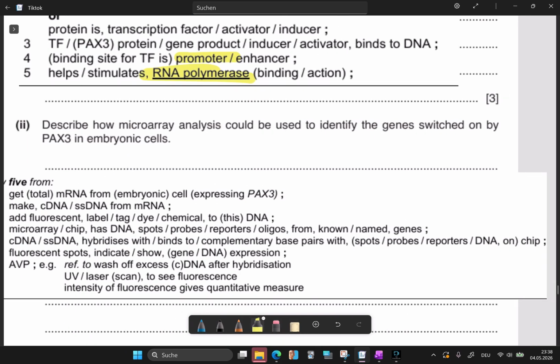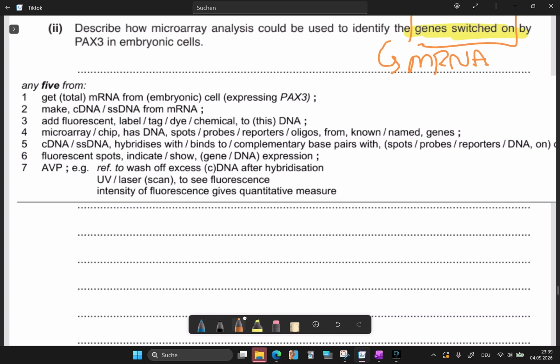This question describes how microarray analysis could be used to identify genes switched on. Okay, I'm not going to get into details about this. I already have a video on gene tech, but always remember when it's telling us genes switched on, make sure to use the mRNA method, not the gene cutting method. Okay, so in the microarray, we have two different ways.